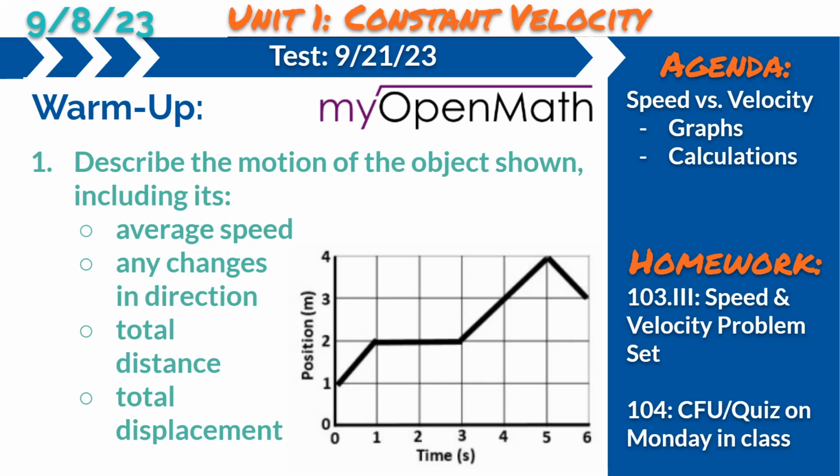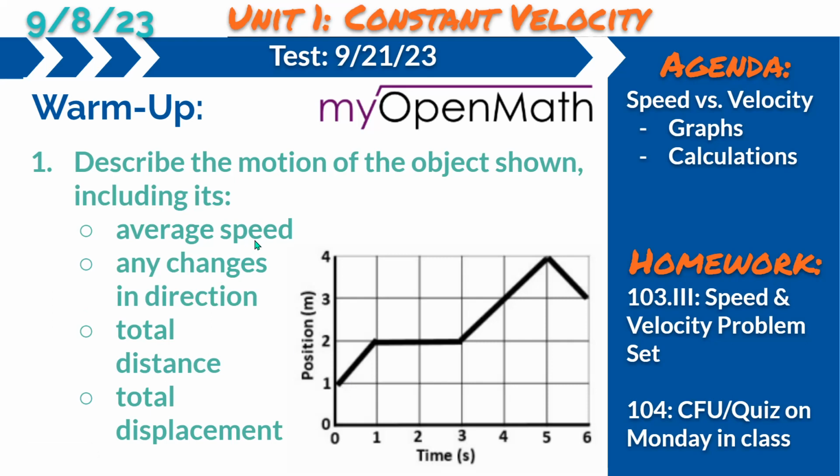The question says, describe the motion of the object shown, including its average speed, any changes in direction, total distance, and total displacement. And so you had to kind of do what we've been doing for the past couple of days and be able to read this position time graph. So the average speed, okay, the first thing we're going to answer, average speed.